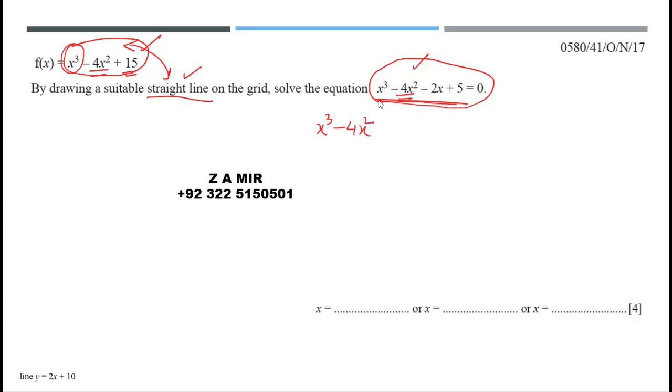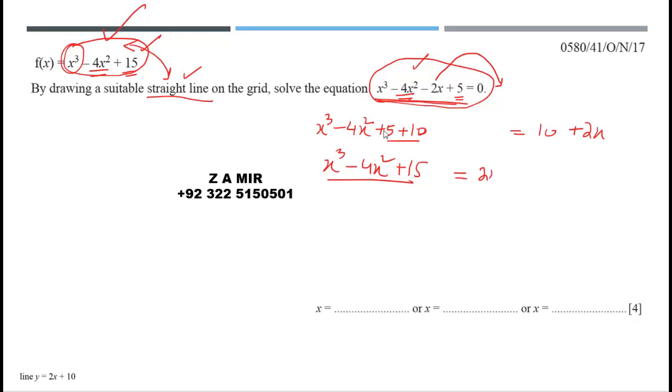But we have 15 here, but here we have just 5. So what I will do here, it is just 5, so I will add 10 here and 10 on the other side. Okay. So it will become 15. So this will match with this. So only this is left, bring this over here, so it will become plus 2x. Now this is x cube minus 4x square plus 15. It matches 100% with this. On the other side we have 2x plus 10.